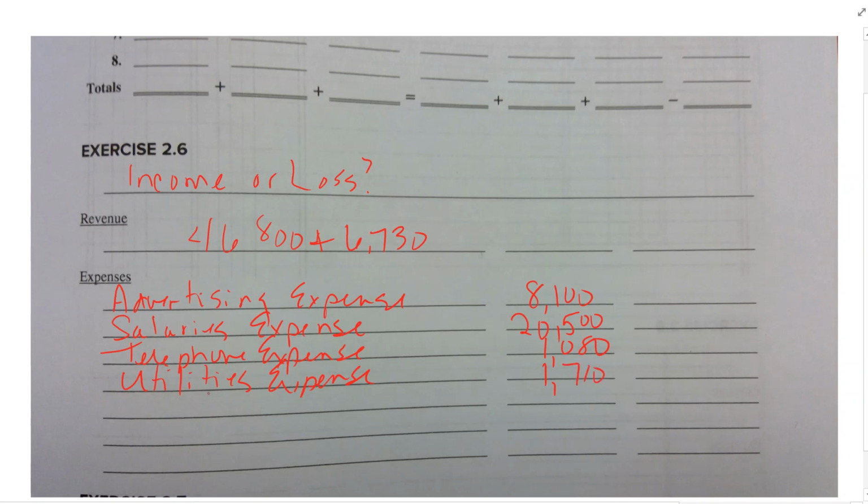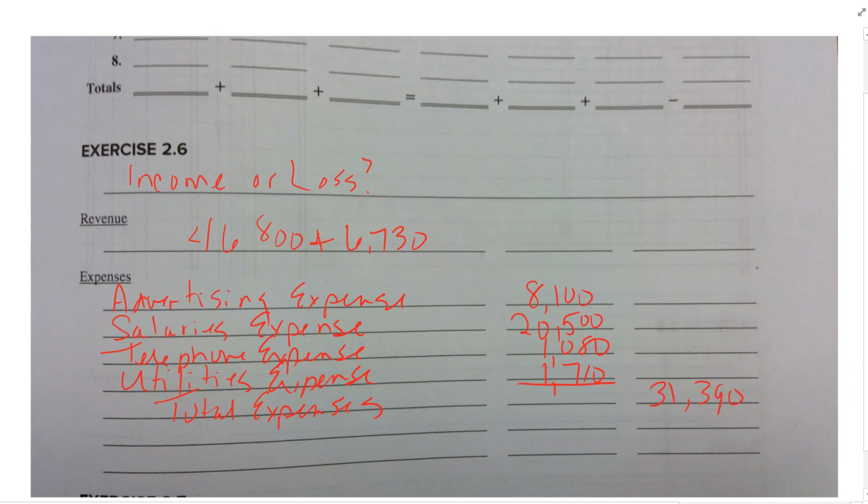Okay, so when we add these up, we're going to have our total expenses, and we're going to put that total on the next line over. That's the way we'll do it when we actually make an income statement. So adding up these 4 expenses should come to 31,390.